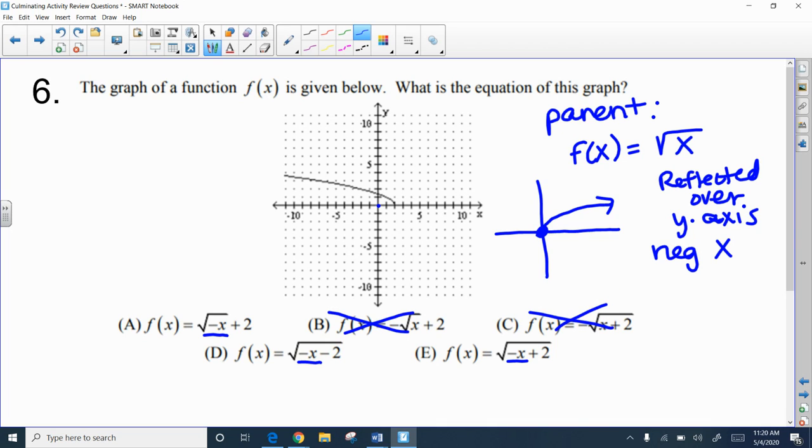Okay, so the other transformation that's taking place is that this is shifted after it's reflected. It is shifted to the right too.